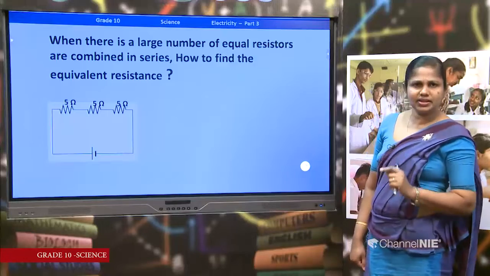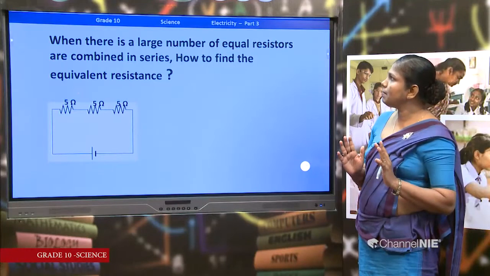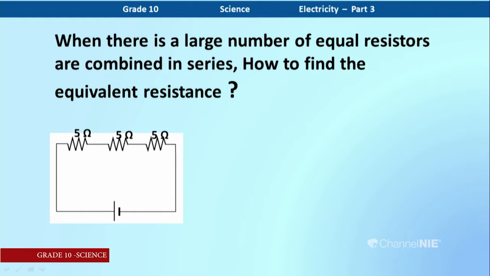Now look at here, children. When a large number of equal resistors are combined in series, how do we find the equivalent resistance? Before going to this, I want to show you how the equivalent resistance affects the total current flow when resistors are connected in series and parallel. So, we will do a simple activity and then move to this part.